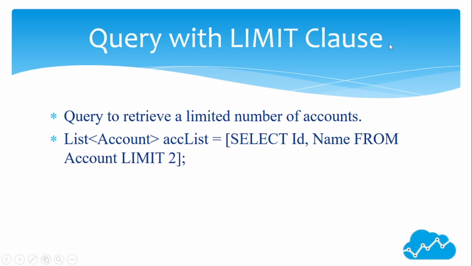Query with limit clause: query to retrieve a limited number of accounts. List<Account> accList = [select id, name from account limit 2]. Here it is going to display two records. If we need 100 records, we have to provide 100, or if we need only one record, we give the value 1, meaning limit 1, and it is going to display one record.